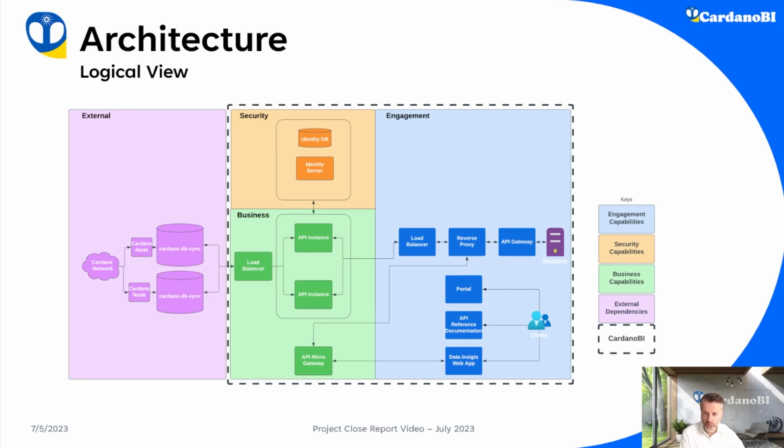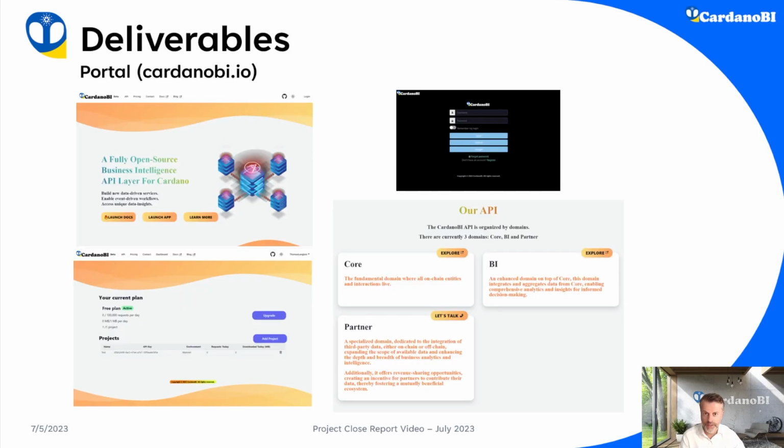In the logical view, which we won't detail here, we can find the same capabilities discussed previously, from the engagement layer in blue, the security layer in orange, the business layer in green, through to the external layer. This view gives a further breakdown of each capability into its individual building blocks or components. Let's move on to the CardanoBI deliverables.